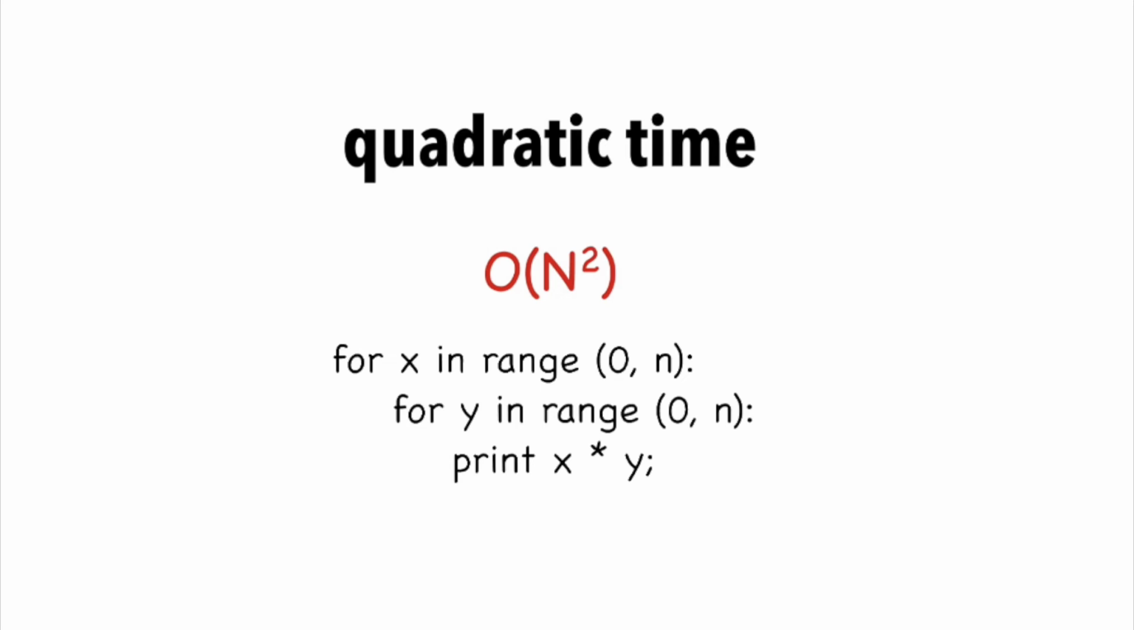And of course, you can do the same thing for quadratic time. In this case, you've got big O of n squared. Basically, that means a loop within a loop. So you've got a nested for loop. First, x is in the range of n elements, and then within that, you have another for loop which runs for y in the range of n elements again, and you're just printing out x times y. So for every x, you're going to go through n elements, so it's n squared.